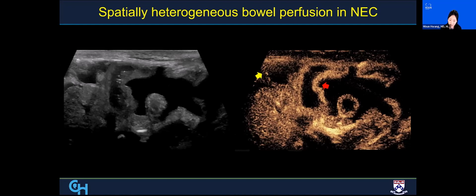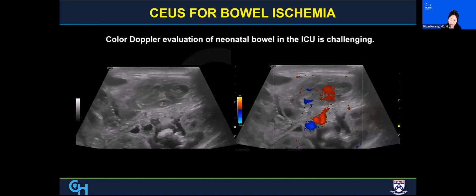More work has to be done here, specifically understanding the spatiotemporal evolution of perfusion in necrotizing enterocolitis. I think that's a work in progress. We do have 2 INDs, investigational new drug applications, and clinical trials looking at the contrast-enhanced ultrasound patterns in hypoxic ischemic injury as well as necrotizing enterocolitis. So hopefully we'll be able to learn a little bit more about the utility of contrast in this case. But what is clear is the utility of contrast in detecting bowel ischemia.